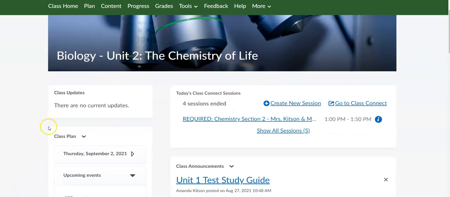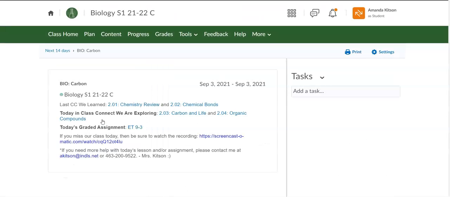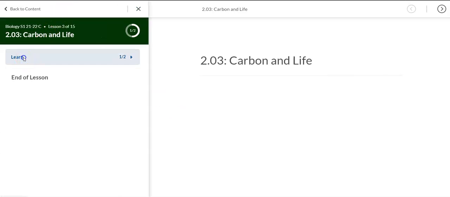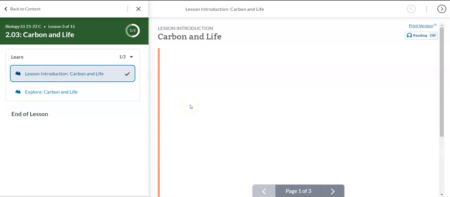Kitson, and today we are going to cover our carbon unit. We're going to spend a whole unit on just one single element on the periodic table. So we're going to cover lesson 2 right now in this video. If I go to lesson 203, I click on my pancake button, I click on learn, and I go to the lesson introduction. That's always the fun part.